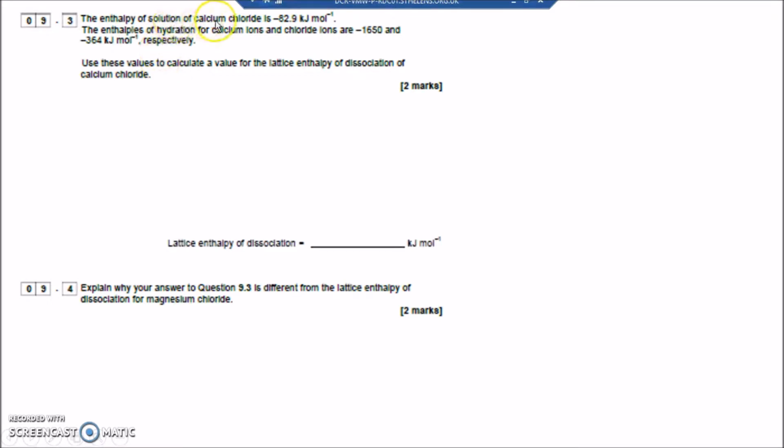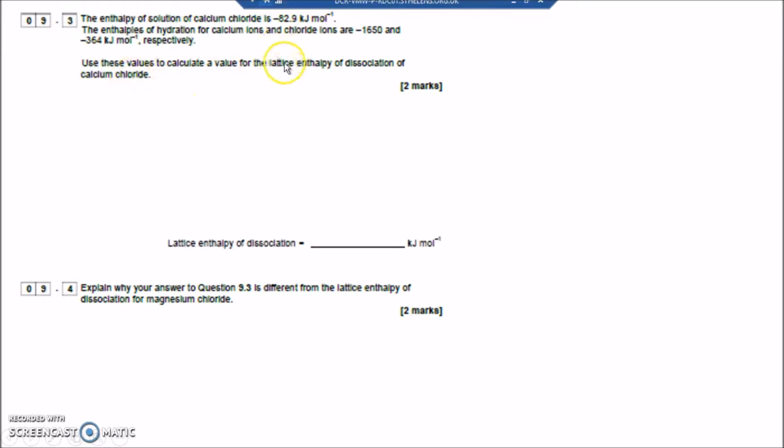The enthalpy of solution of calcium chloride is minus 82.9 kilojoules per mole. The enthalpies of hydration of calcium ions and chloride ions are minus 1650 and minus 364 kilojoules per mole respectively. Use these values to calculate the value of the lattice enthalpy of dissociation of calcium chloride.